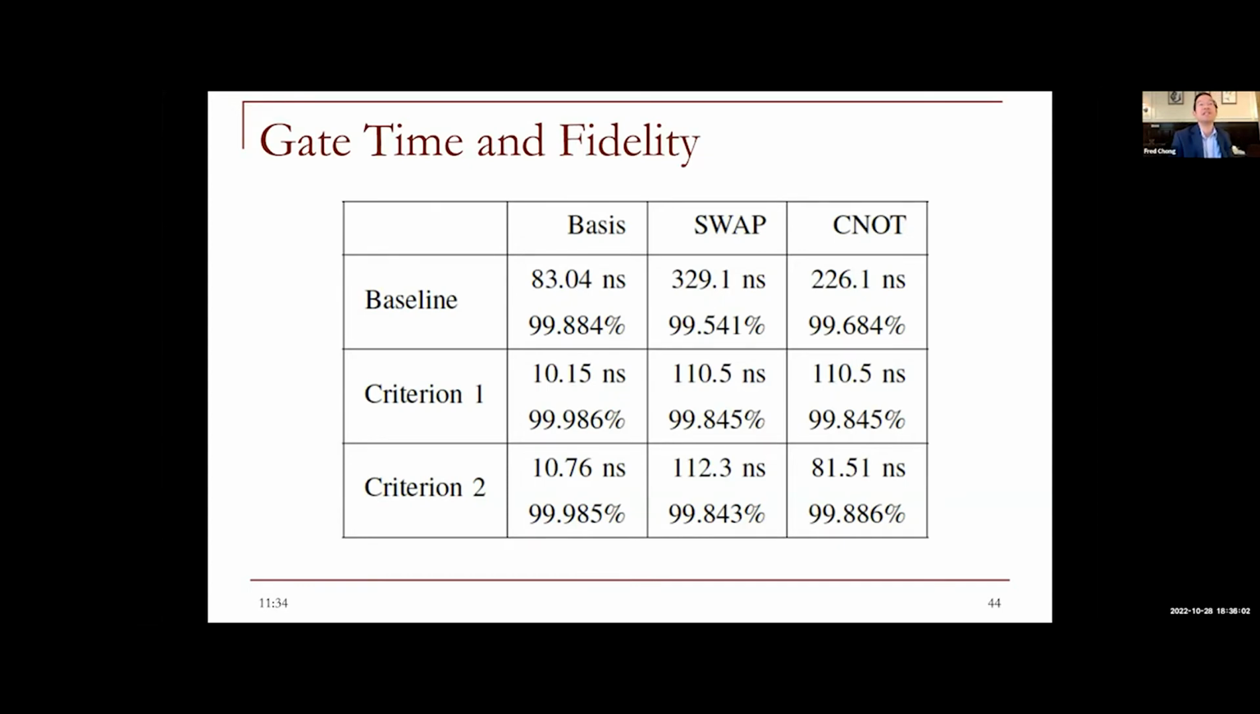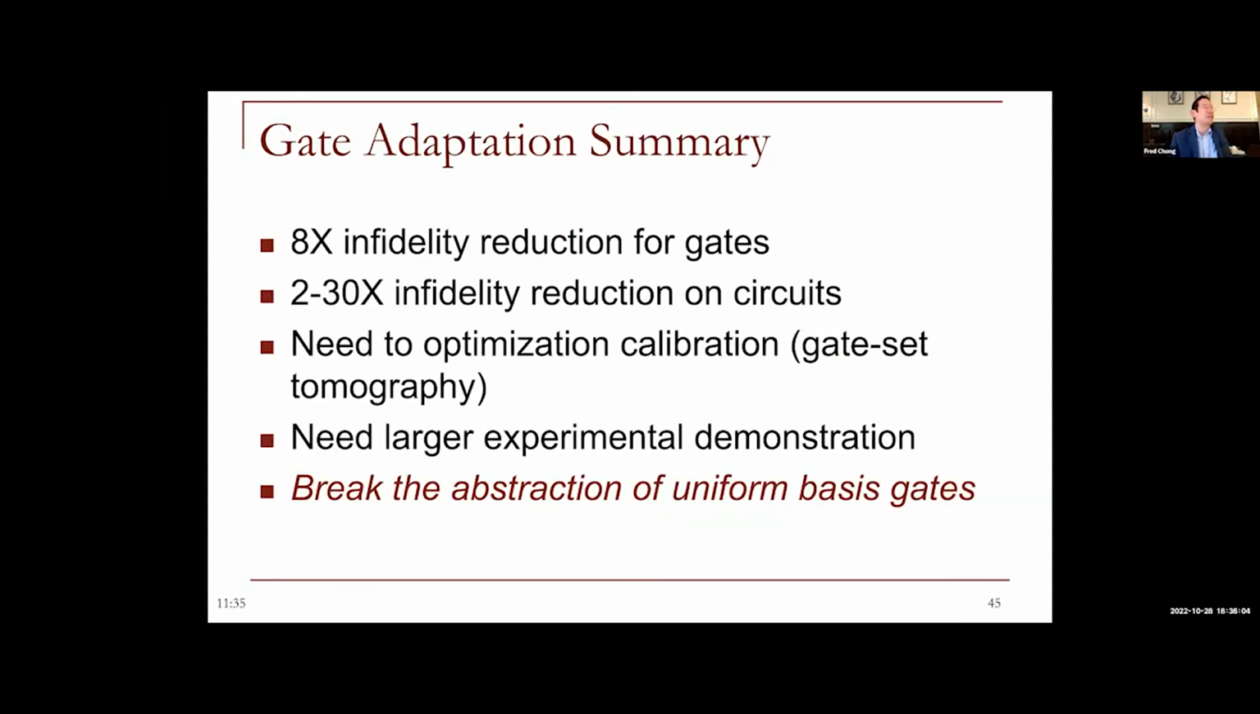And the result of this actually, in a decoherence dominated model, is that we get about an 8x reduction in error in our gates. And if we look at how that stacks up on the critical path of the depth of benchmark circuits, we get about 2 to 30x error reduction on actual applications.